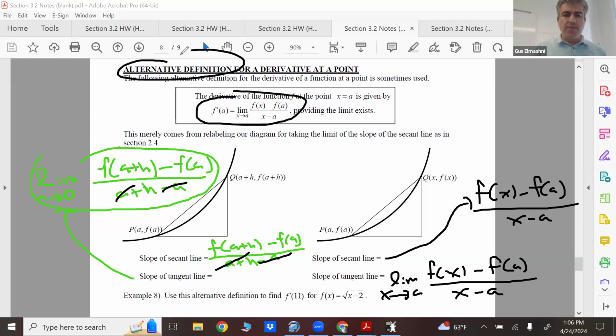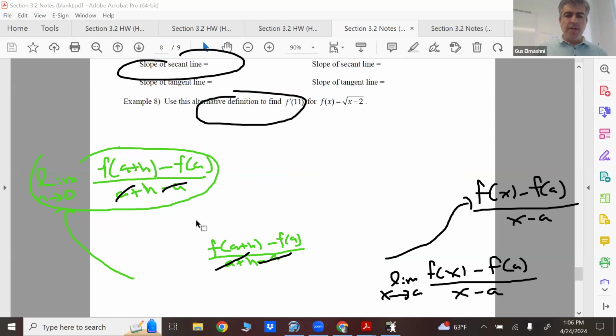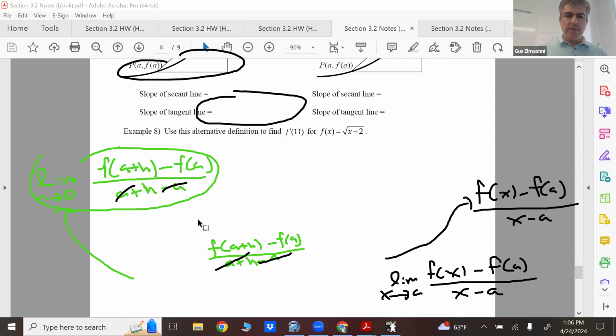It's called the alternative definition. So you just want to be able to recognize that. That's really the key point here. You want to recognize that. So let's move on to this example. Then we'll talk about IVT for derivatives, and then we're all done.